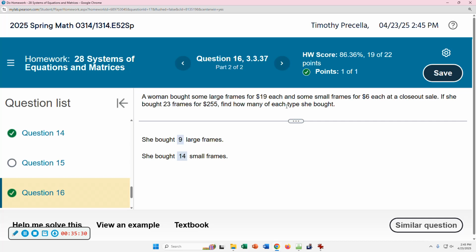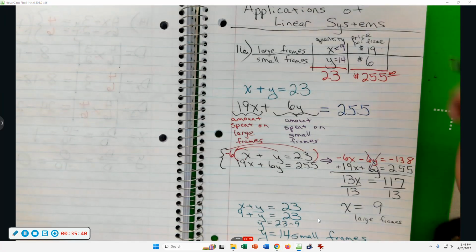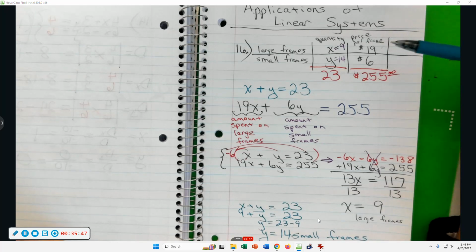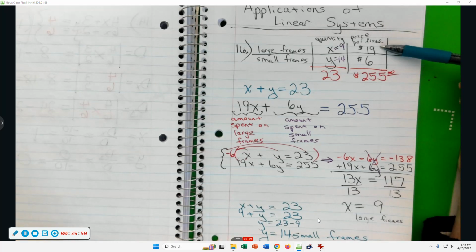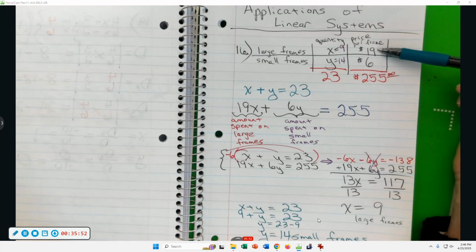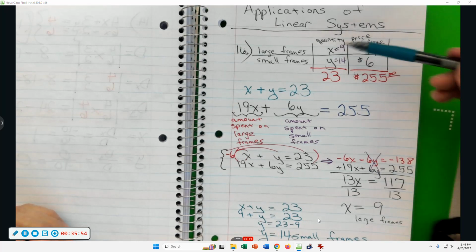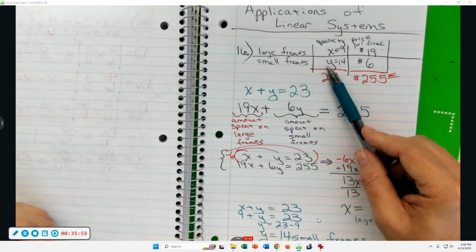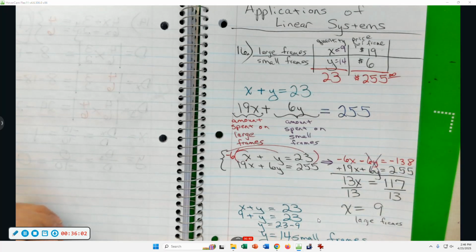Any questions there? This concept that we used to get the second equation is a recurring theme in these problems. You'll be given some information about a single unit, and that numeric information times the quantity. In this case, price times quantity tells you how much you spend on all the large frames. Price times quantity tells you how much you spend on the small frames. Any questions there?